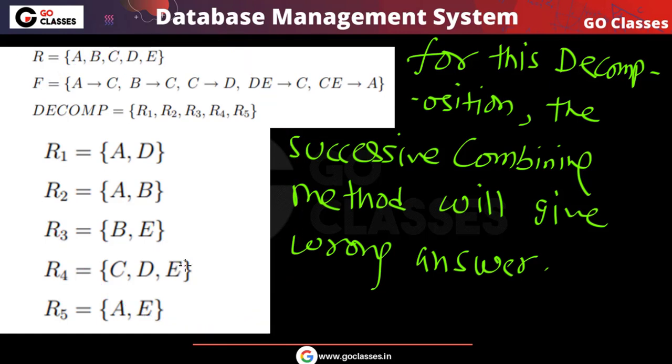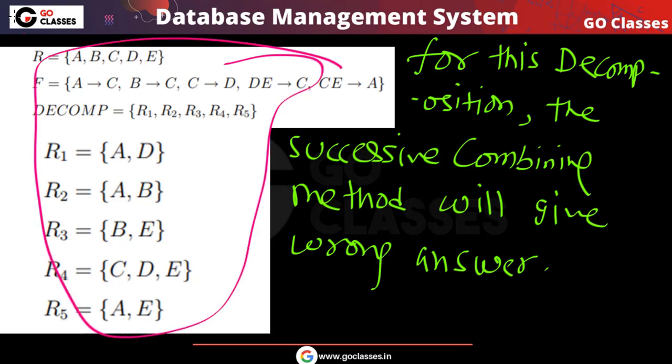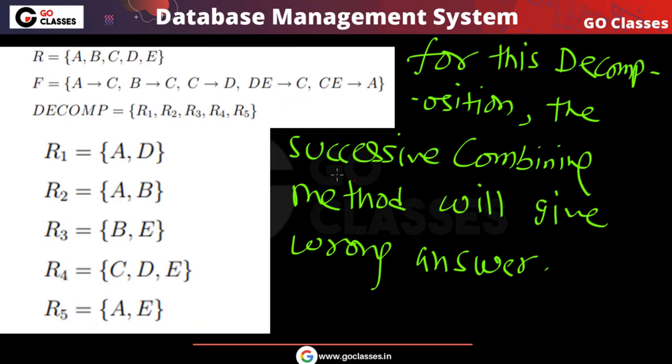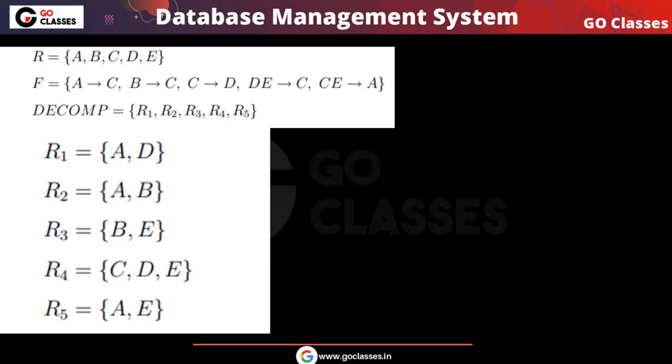We will see in the next lecture using the chase algorithm. Using the chase algorithm, we will prove that this is actually lossless. But this successive combining method will give the answer lossy. Let us see why this will give the answer lossy. Let us check it out.